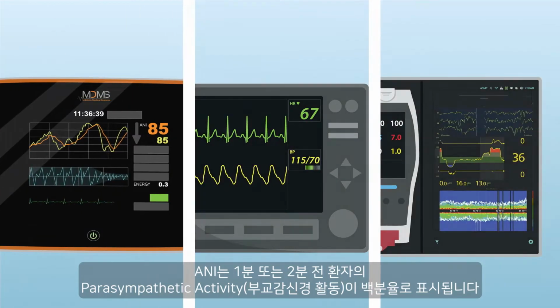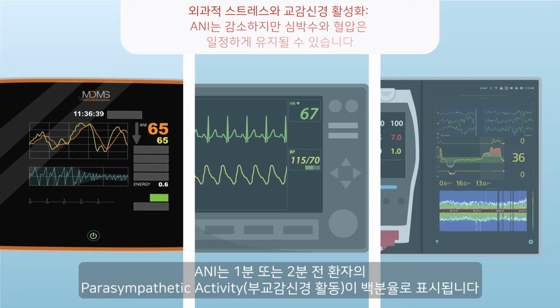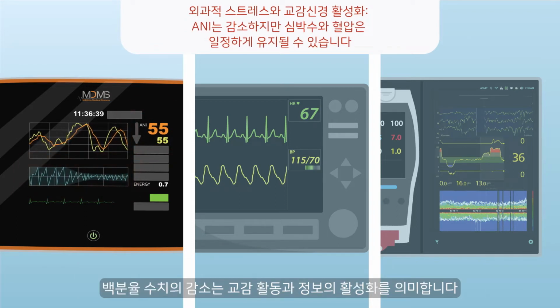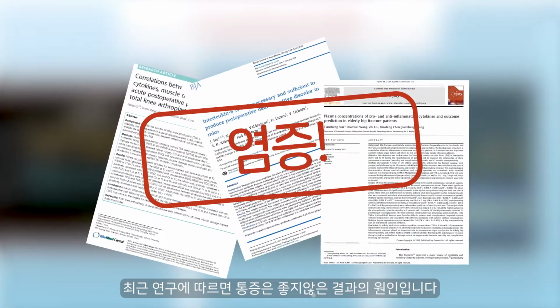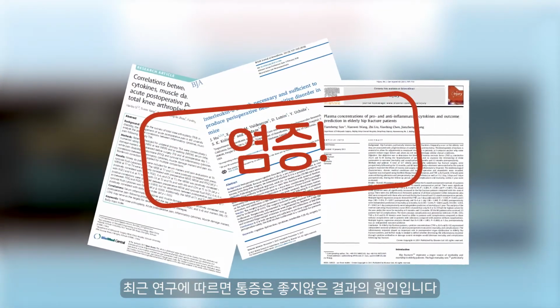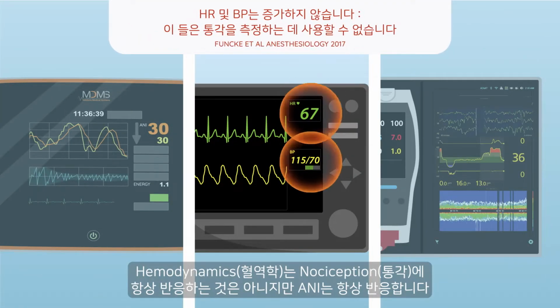ANI is shown as the percentage of a patient's parasympathetic activity in the previous 1 or 2 minutes. A decrease means sympathetic activity and an activation of inflammation. Research has shown that inflammation is the cause of pain and poor outcomes. Hemodynamics do not always react to nociception, but ANI does.